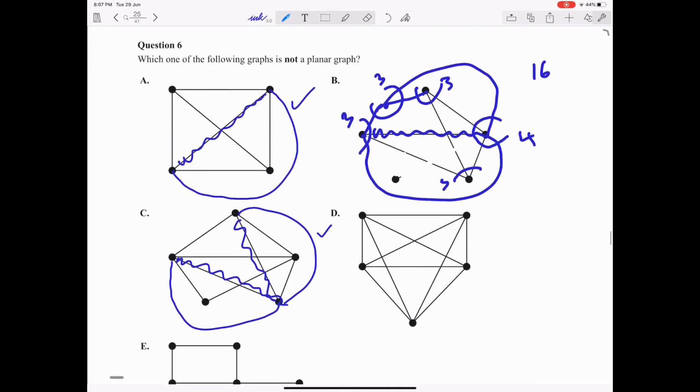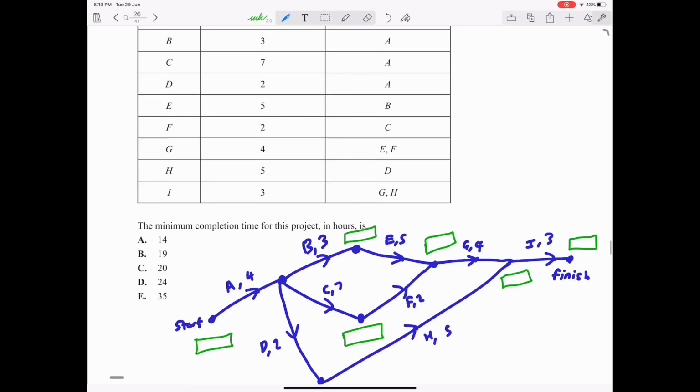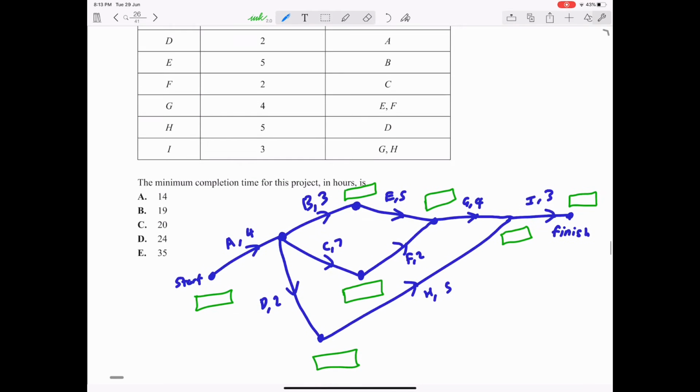So that leaves us with D, and D is therefore not planar. I've tried to do D and I could not make it planar, so therefore D is the graph that is not planar. Question 7, a project requires 9 activities A to I to be completed. The duration in hours and the immediate predecessors of each activity are shown in the table below. The minimum completion time for this project in hours is.